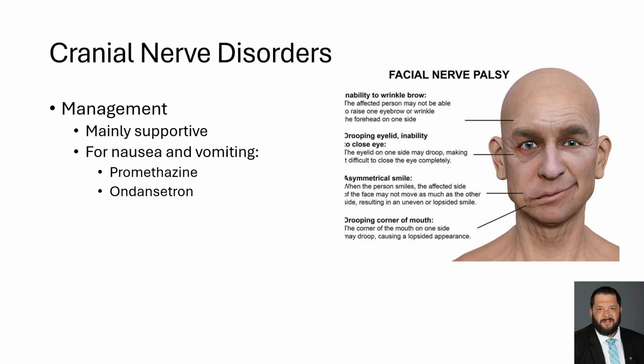Again, cranial nerve disorders are important in helping rule out underlying causes of diseases. And as far as symptomatic presentation, things like nausea can be induced with vertigo and other cranial nerve disorders. And so advanced level providers may need to provide treatment for nausea via promethazine or ondansetron.